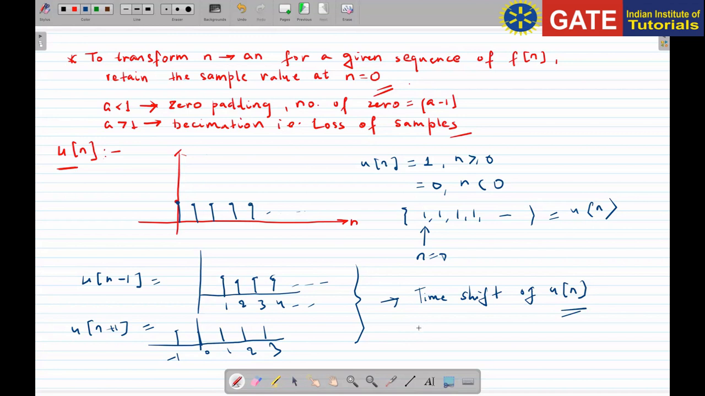u of n minus n naught means, what you have observed, is nothing but a sample value change, correct? At n equals n naught. So at n equals 1, the sample value is changed from 0 to 1. Similarly, at n equals 0, the sample value is changed. For n plus 1, meaning minus 1, the sample value is changed from 0 to 1. Earlier it was 0 and this to 1.